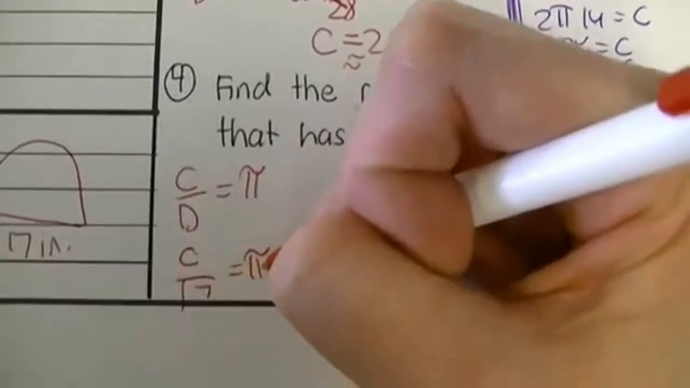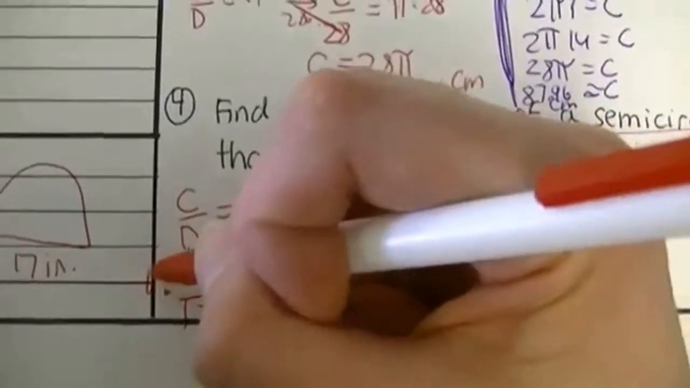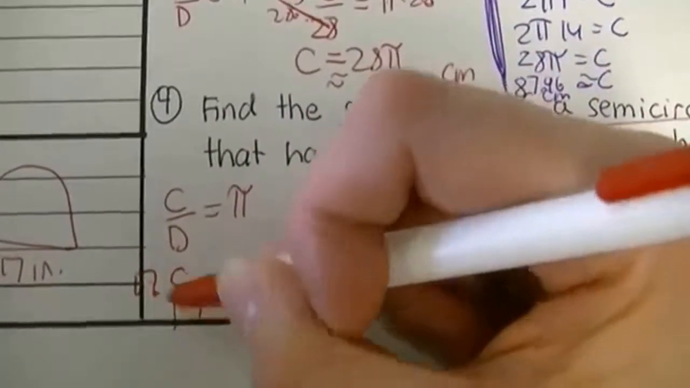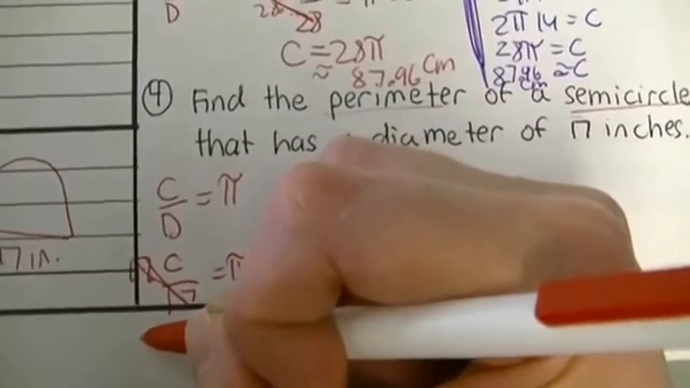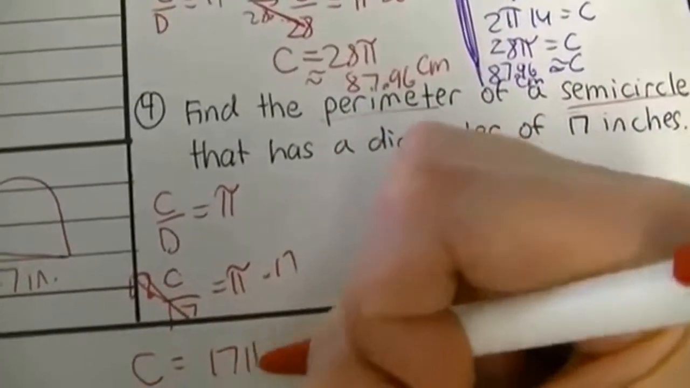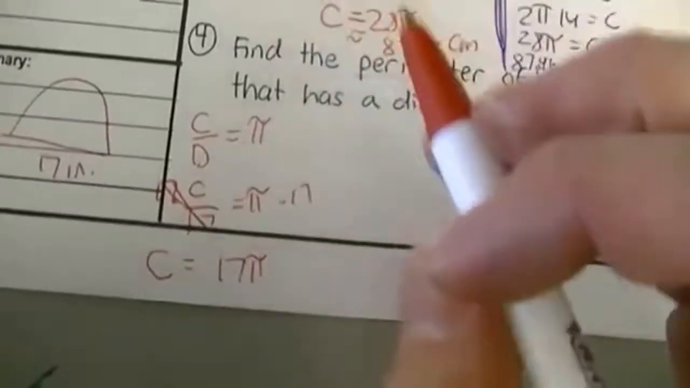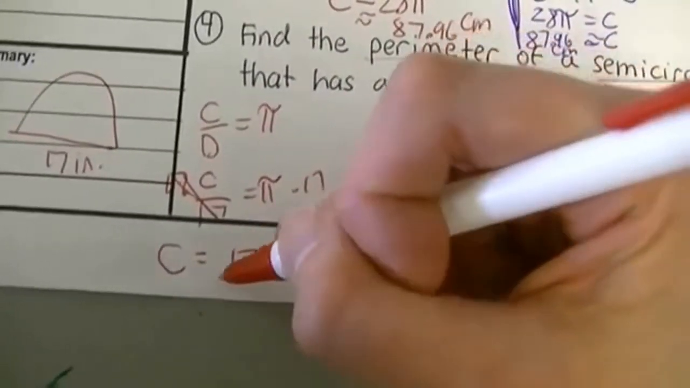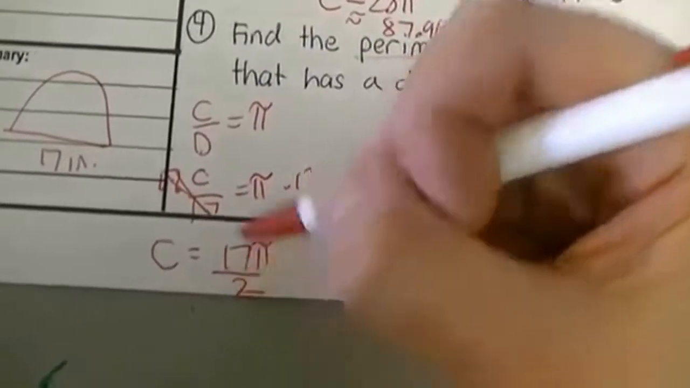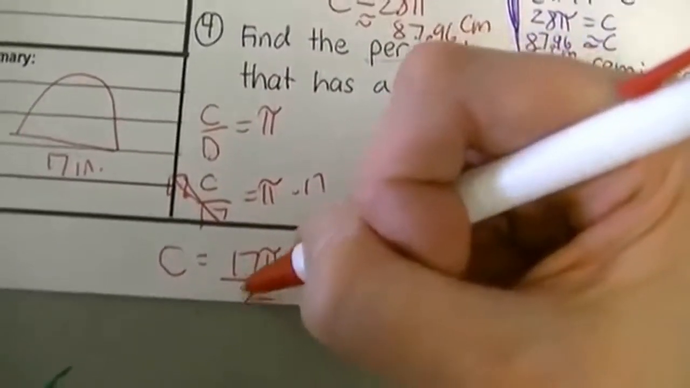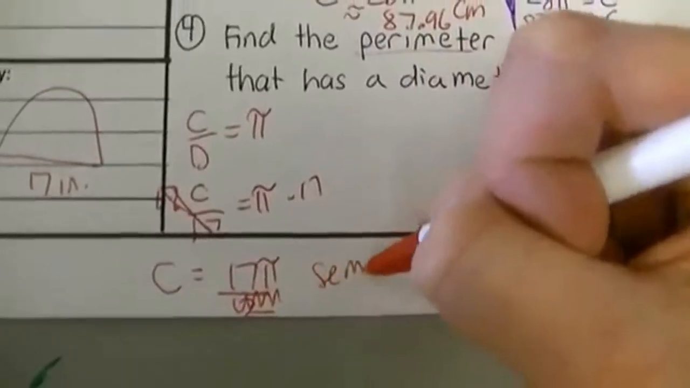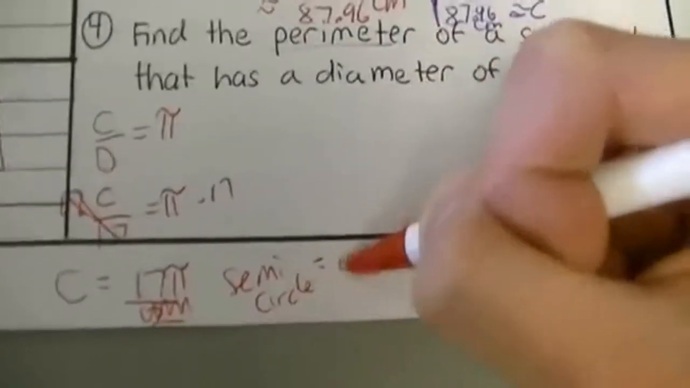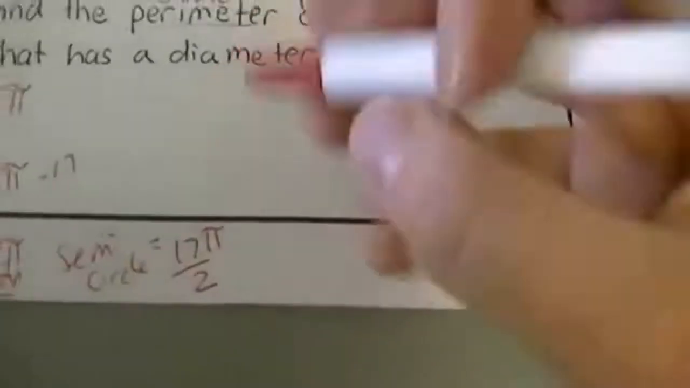Circumference divided by diameter will equal pi, times 17 on both sides. 17 divided by 17 is 1. So the circumference is equal to 17 pi, exactly. But listen, that's for a whole circle's perimeter, a whole circle circumference. You need to divide it by 2 for the semicircle. Okay? So the semicircle would be 17 pi divided by 2.